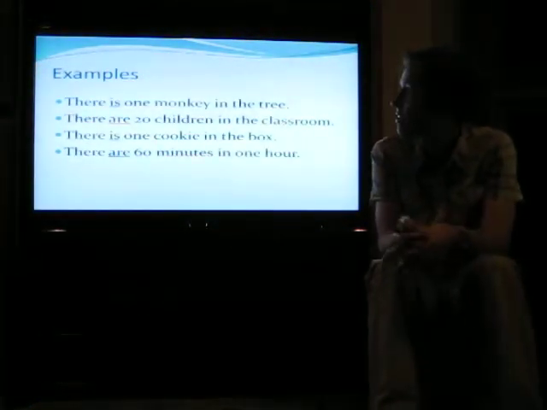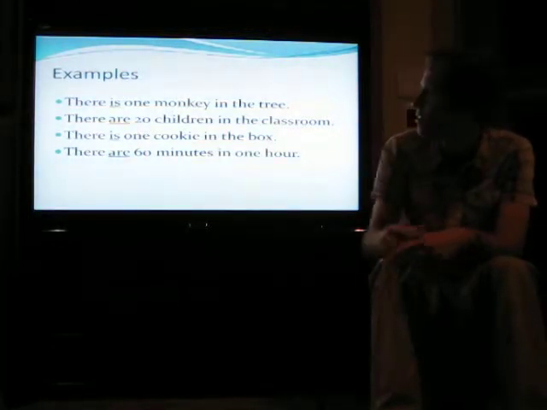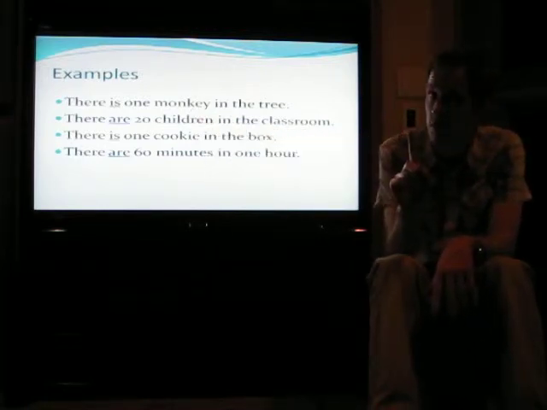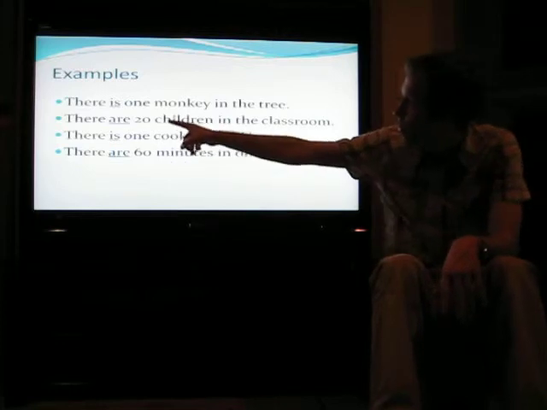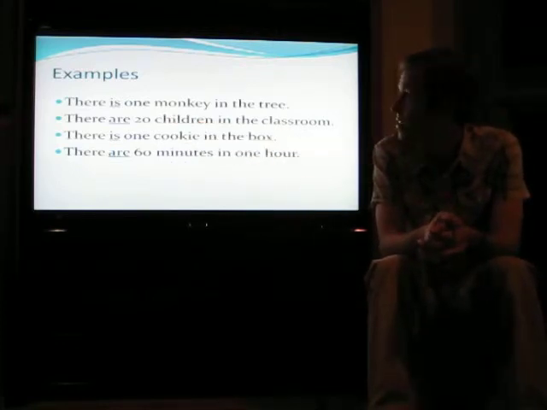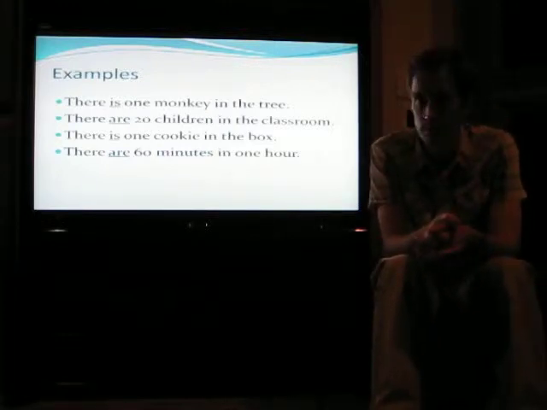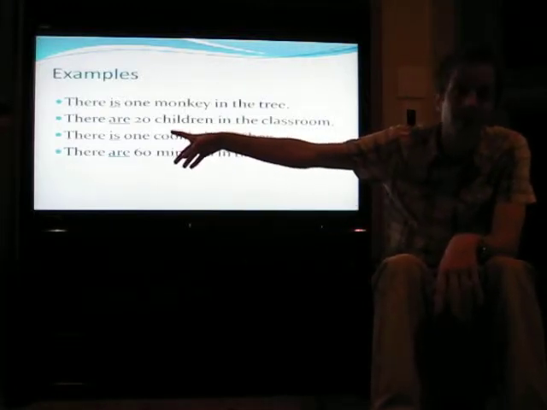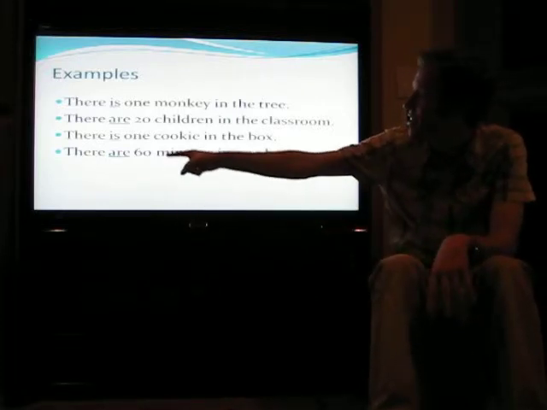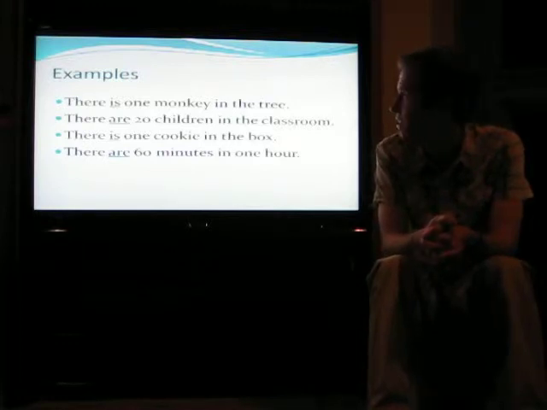Example 1 says, there is one monkey in the tree. The subject is singular because there is only one monkey. So we say, there is. Example 2 says, there are 20 children in the classroom. Because 20 is more than one, we know the subject is plural, so we have to say, there are. There are 20 children in the classroom.